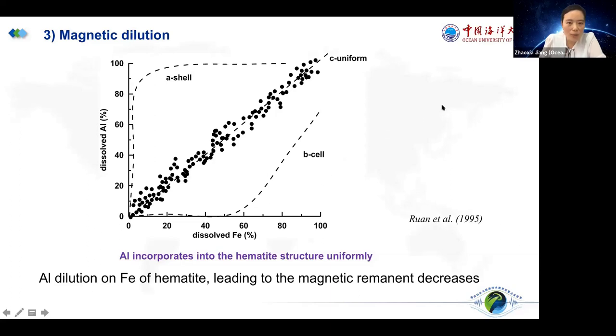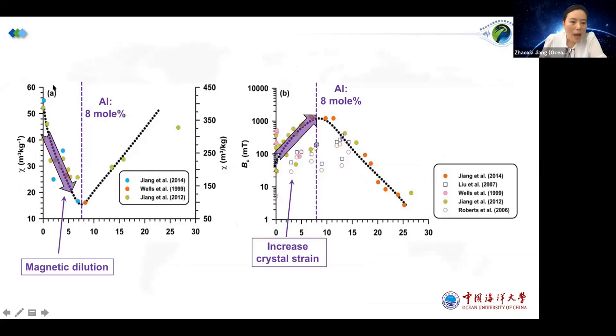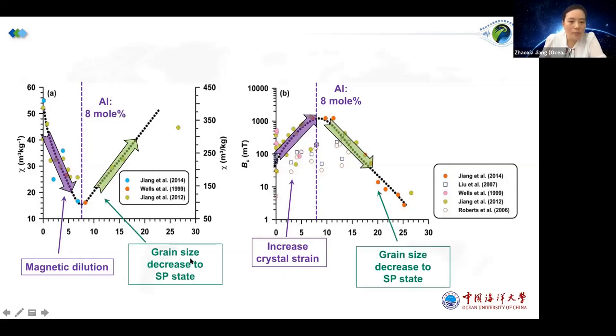Based on this, we can see why the magnetic susceptibility and coercivity show this behavior. For example, at the first stage, the susceptibility decrease is because of the magnetic dilution. But for coercivity, it's because of the increasing crystal strain. But after 8%, maybe the grain size decreases gradually to an SP state. So magnetic susceptibility will increase further and the coercivity will decrease. So this is why it shows different behavior.